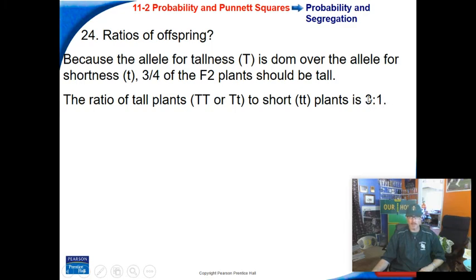And again, these two dots, which is referred to as a colon, are represented by the word to. The 3 represents these guys. We're talking phenotype here, because you're going to have one of these and two of these. All of them are going to be tall. All three of them are going to be tall, 3. And then we only have 1 out of 4 that's going to be short, to 1.